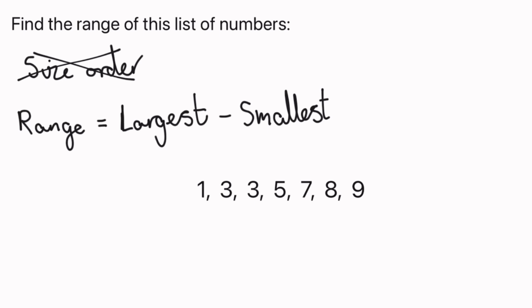In this case, the largest number is 9, and the smallest number is 1. So 9 take away 1 is 8. This means that our range is 8.